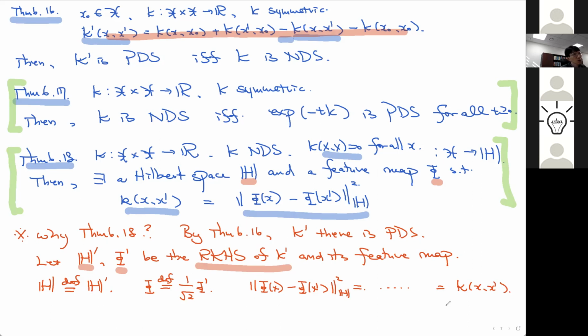So it requires some calculation, but the key idea is to use the RKHS of k prime and its feature map, and then really this negative definite, the NDS kernel, that the k is really computing squared distance in the Hilbert space H, modulo a little bit adjusted feature map, which is adjusted by 1 over square root of 2.